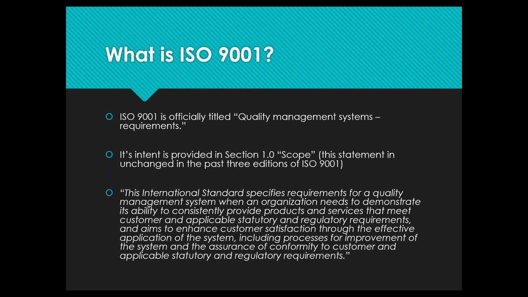in section 1. Now, this scope statement, word for word, has been the scope statement going all the way back 3 editions now. This has been the scope in the 2015 edition, the 2008 edition, and the 2000 edition. And it states that this standard is specifying requirements for a quality management system when an organization needs to demonstrate its ability to consistently provide products and services that meet customer and applicable statutory and regulatory requirements and aim to enhance customer satisfaction through the effective application of the system, including processes for improvement of the system and the assurance of conformity to customer and applicable statutory and regulatory requirements.